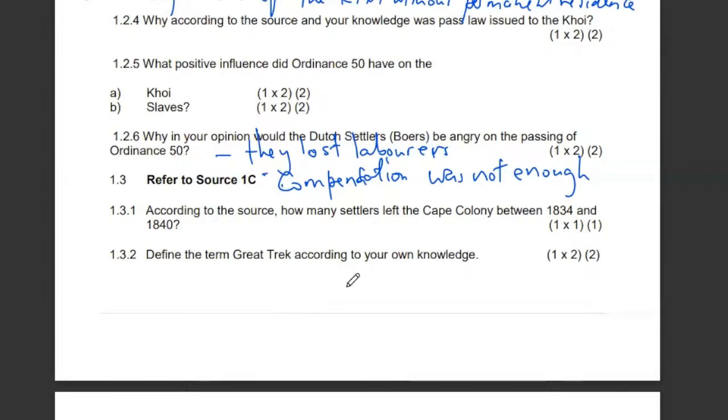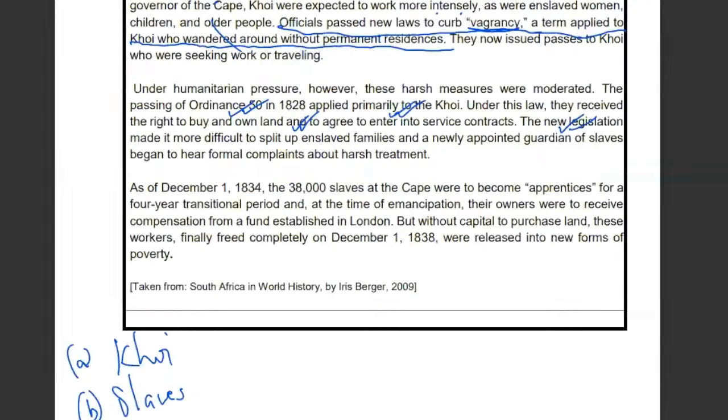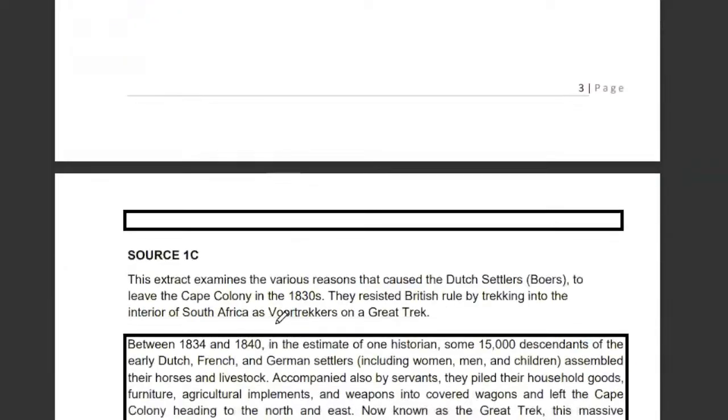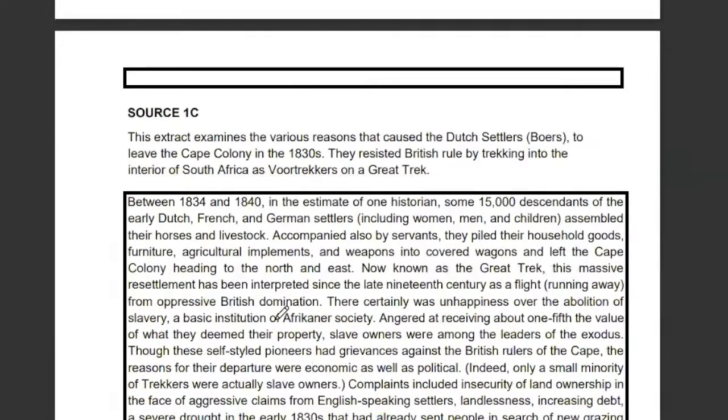Right. We got source 1C. According to the source, urban settlers left the Cape between 1834 and 1840. We are seeing now that the Boers, because they were angered by Ordinance 50, are now moving away from the Cape region to try and establish their own territory where they would control themselves and implement measures which are friendly to their own ways of running the economy and also of managing affairs.